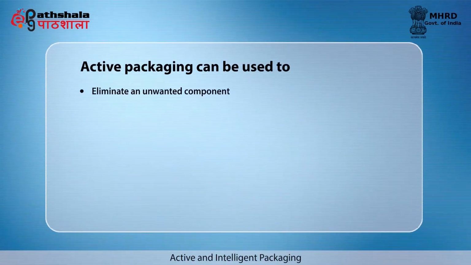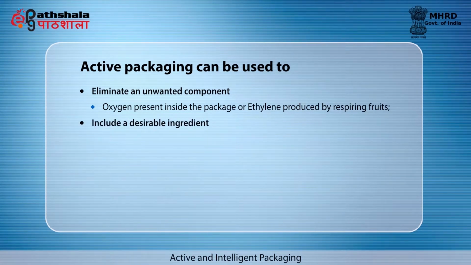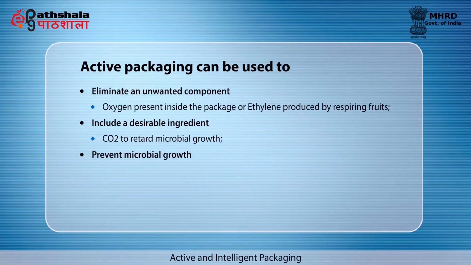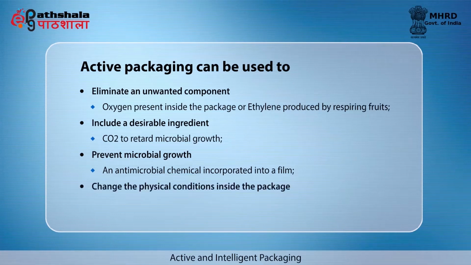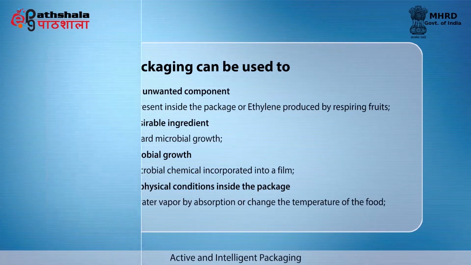Where can active packaging be used? Active packaging can be used to eliminate an unwanted component, for example, oxygen present inside the package or ethylene produced by the respiring fruits; to include a desirable ingredient, for example, carbon dioxide to retard microbial growth; to prevent microbial growth, for example, an antimicrobial chemical incorporated into a film; and to change the physical conditions inside the package, for example, remove water vapor by absorption or change the temperature of the food.